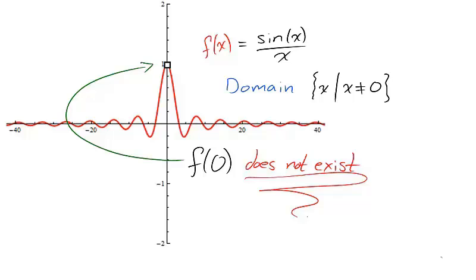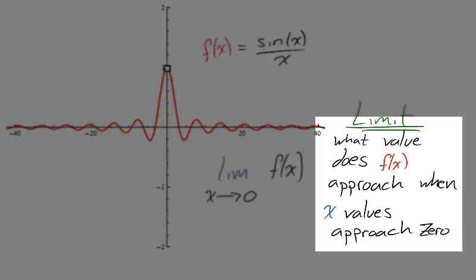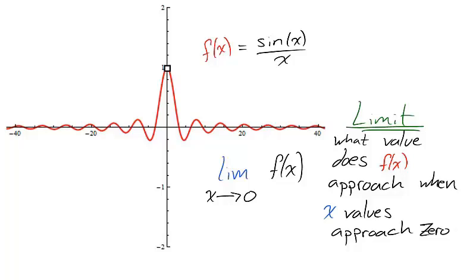There may be no point at x equals 0, but we can ask the question, what y value is the function f approaching as the x values get closer to 0? This question is describing the concept of a limit. That is, the limit of a function f as x approaches a value a is the y value f approaches as the x value gets closer to a.